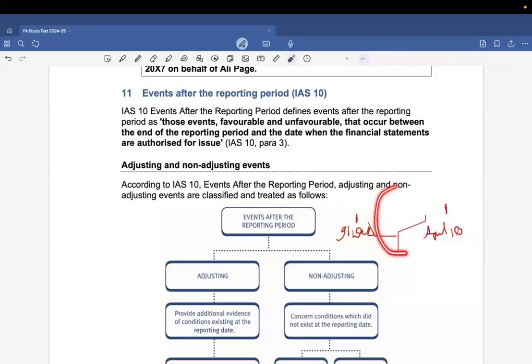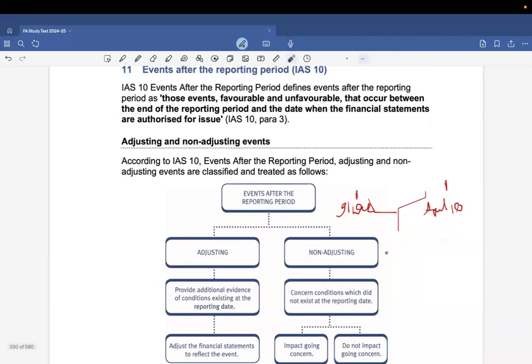So in between that time period, some things might happen. And that thing can be a favorable one, and it can be an unfavorable one. And those events are called adjusting or non-adjusting events, or events after reporting date. Understood? Events after reporting date, as in after the 31st December. You can rewatch the recordings once it is released.